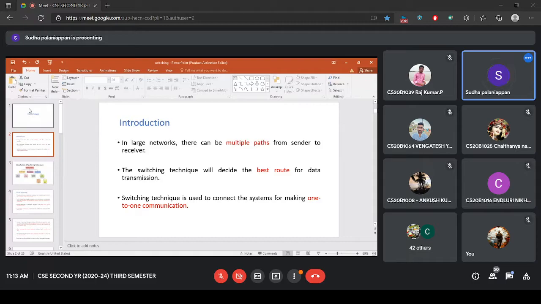So for large networks, we used to have a long path to send the data from one system to another system. The switching technique enables us to find the best route, otherwise the optimal path, to traverse the data from one system to another system. That's the use of switching technique, which is used to connect systems for one-to-one communication.